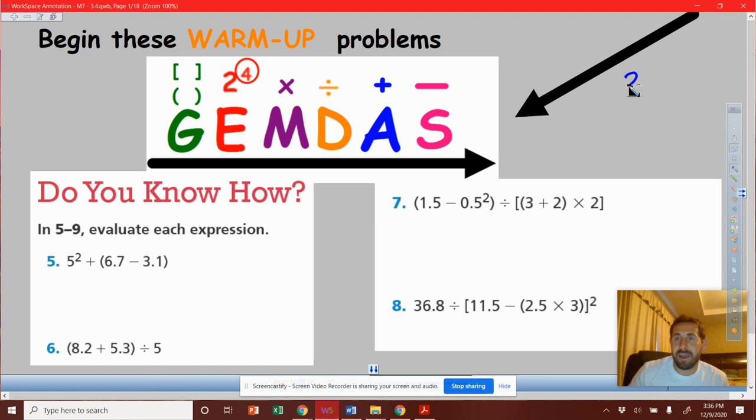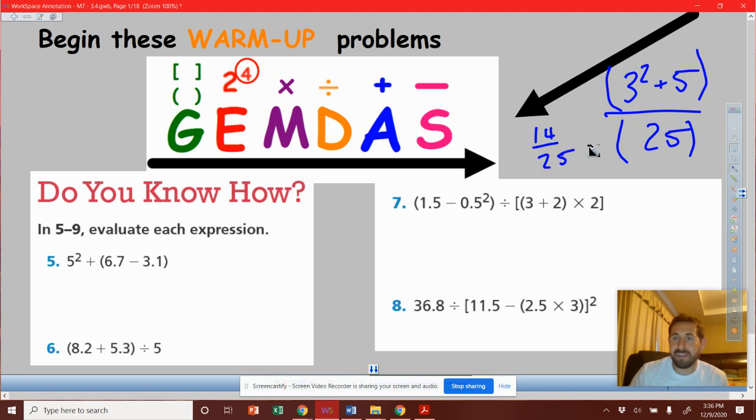So example, you've got 3 squared plus 5. All of that is being divided by 25. Like you have to insert this as grouping symbols. So what you need to do is solve the top, solve the bottom. When you get an answer there, let's say the top equals, well, we know it's 14 and the bottom's 25. Now that you've actually figured out the top, then you can finally do that division bar. Okay, so just something to consider as you look at order of operations.